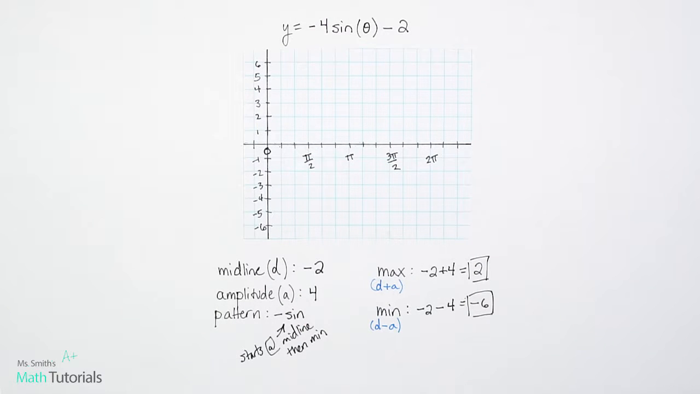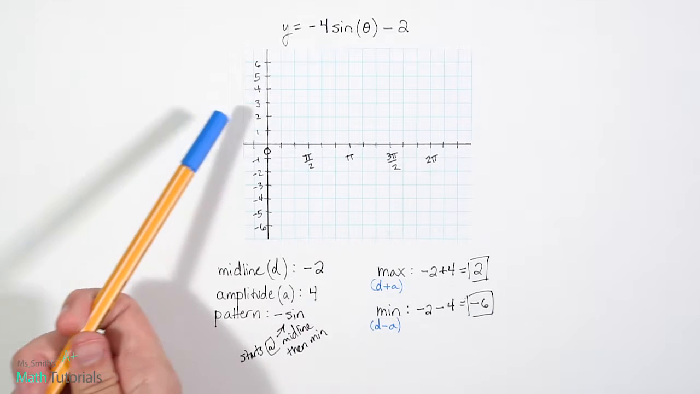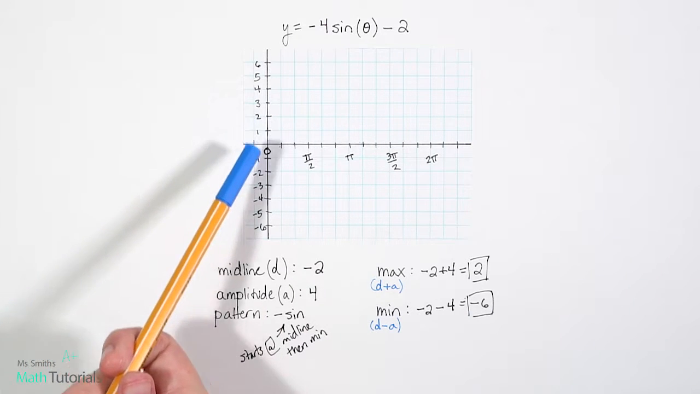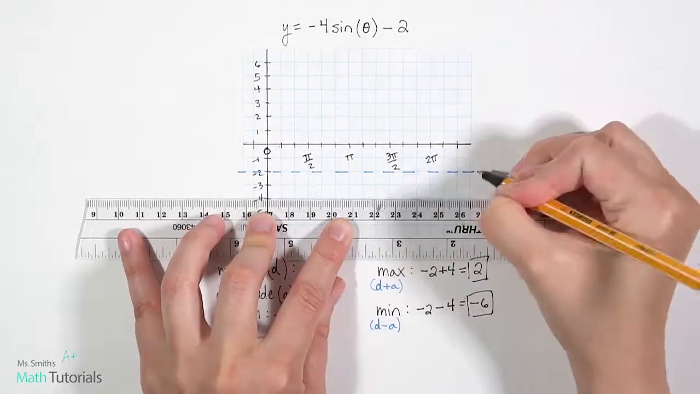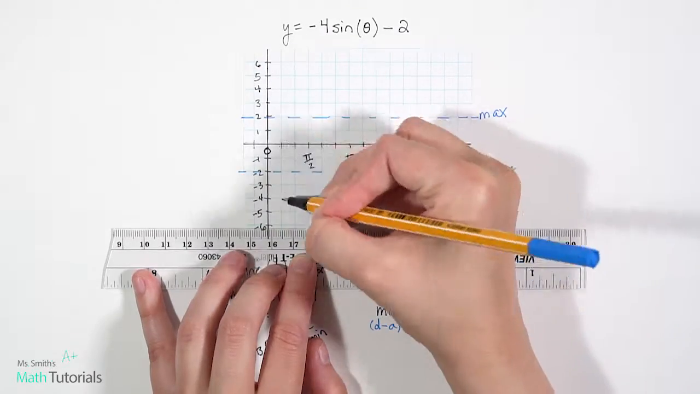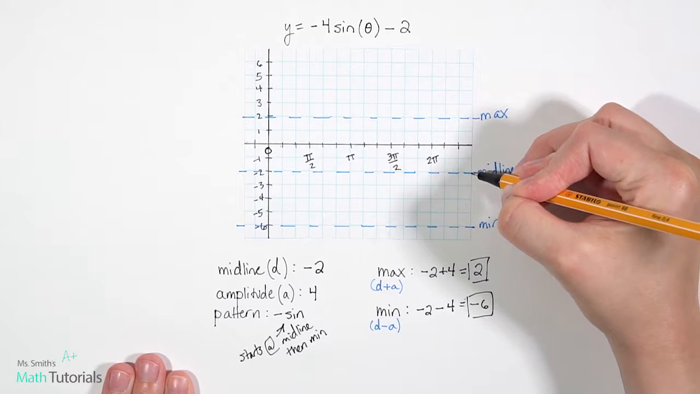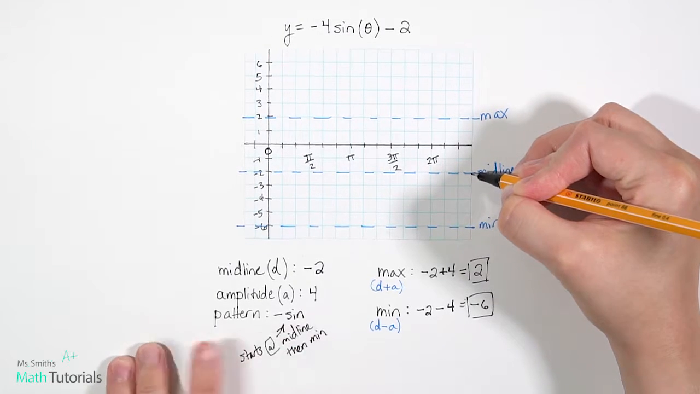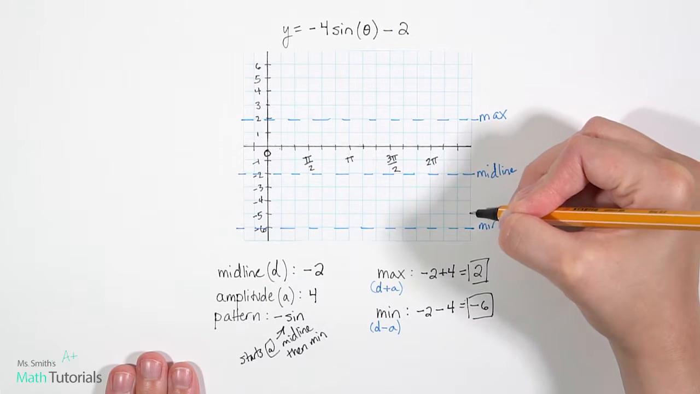Now I'm ready to create my midline, max, and min. Notice my midline this time is at -2. It's below the x-axis this time. My max is going to be all the way here at +2, and my min is going to be all the way down here at -6. Okay, notice I have my amplitude of 4 in either direction, so it looks a little weird, but it's 1, 2, 3, 4, and 1, 2, 3, 4.